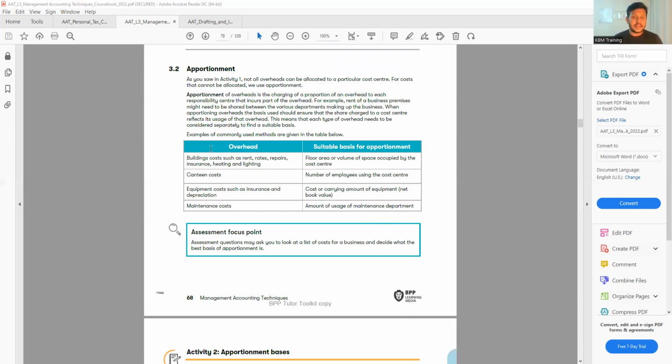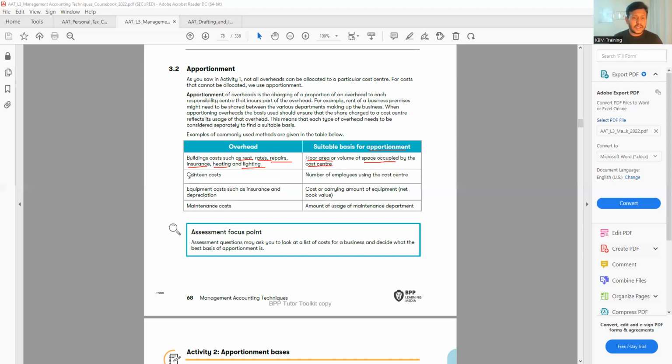For example, for the building cost, for the rent, rates, repair, insurance, heating and lighting, we can use the floor area or the space occupied by the cost center. So we can say, okay, for the rent, rates, electricity bill, heating, how much area you are using, based on that, you have to pay. So it will be more fair, a more reasonable basis for the apportionment.